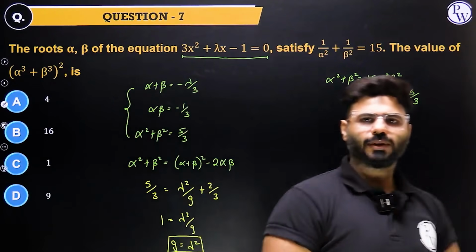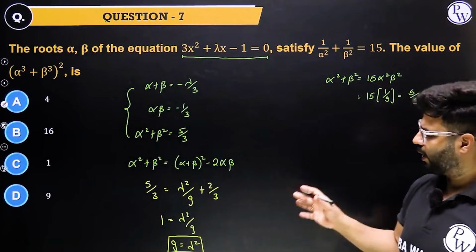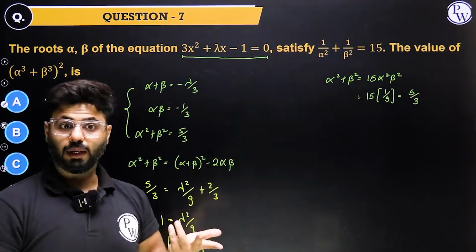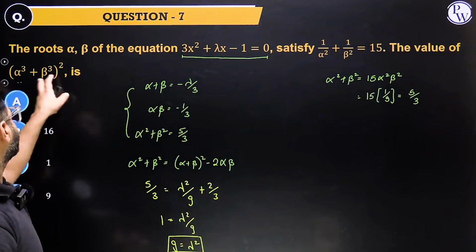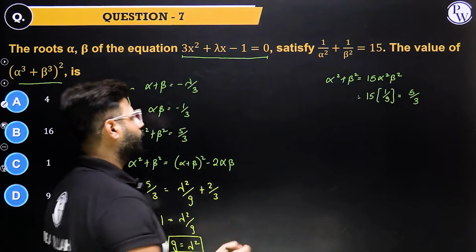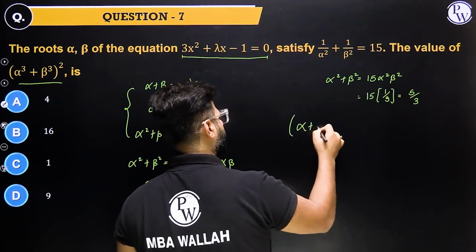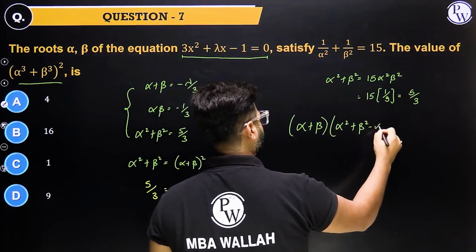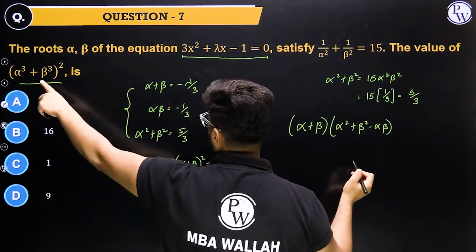I told you I'll be able to find out lambda very easily using these three. Simple property, a plus b whole square. And now we have the value of lambda square. Forget it to find out lambda, plus minus 3. We'll see later what we need. Now we need to find out this guy, right? And we know the property. Alpha cube plus beta cube is alpha plus beta times alpha square plus beta square minus alpha beta.